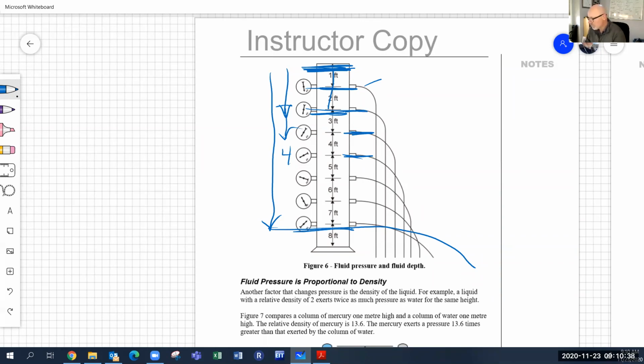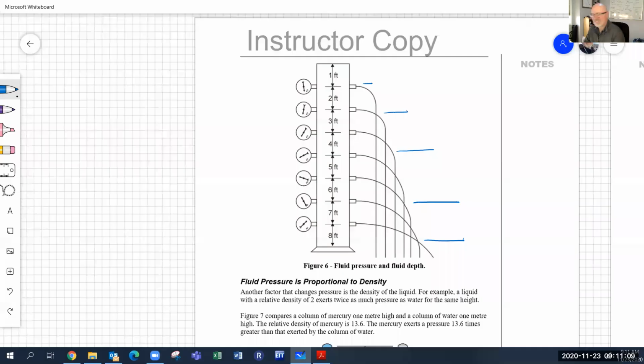And so, fluid height, this is really important. Height.